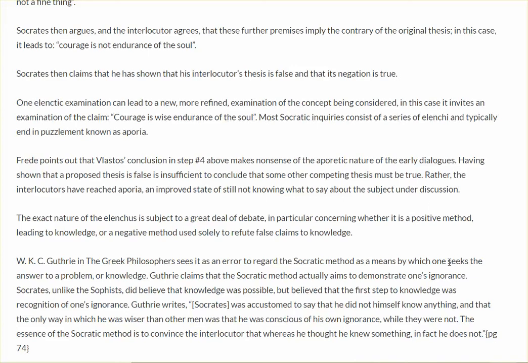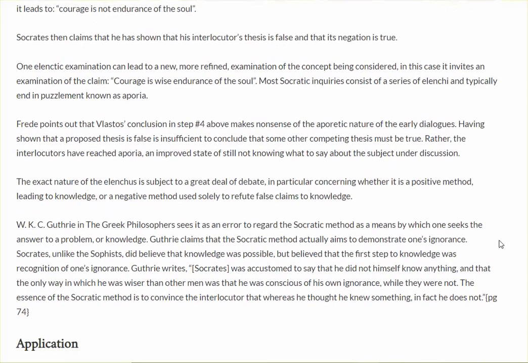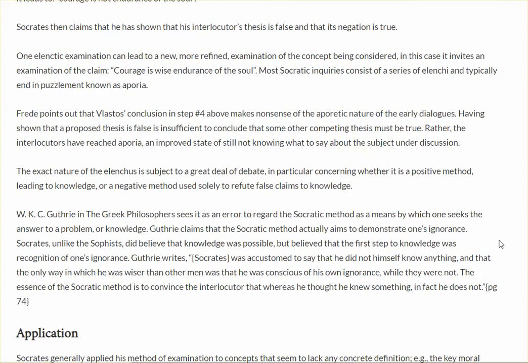Now, okay, you need to understand this method very finely because it is going to be used in Hegel's dialectical method. So you need to understand the basis of this method, which starts from Socrates. One elenctic examination can lead to a new, more refined examination of the concept being considered. In that case, it invites an examination of the claim.